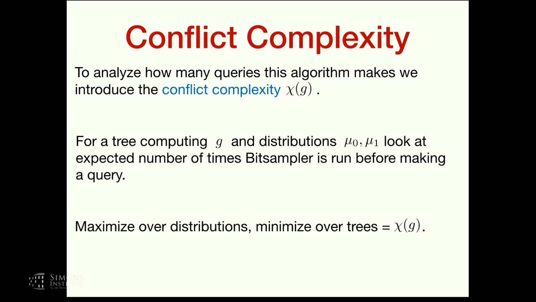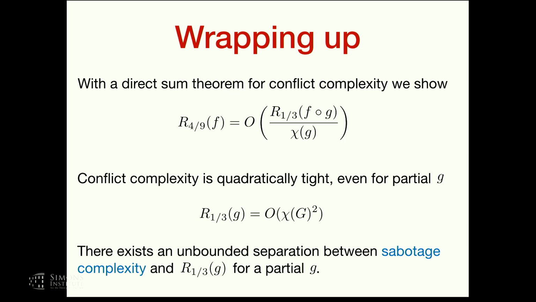Now, as usual, I'm going to maximize over distributions and minimize over trees, and that's what we call the conflict complexity. So intuitively, what you expect is that when I'm running this algorithm for F composed with G, for every chi of G queries I make, I'm only going to have to make a real query once. That's the intuition, and this is what we're able to show.